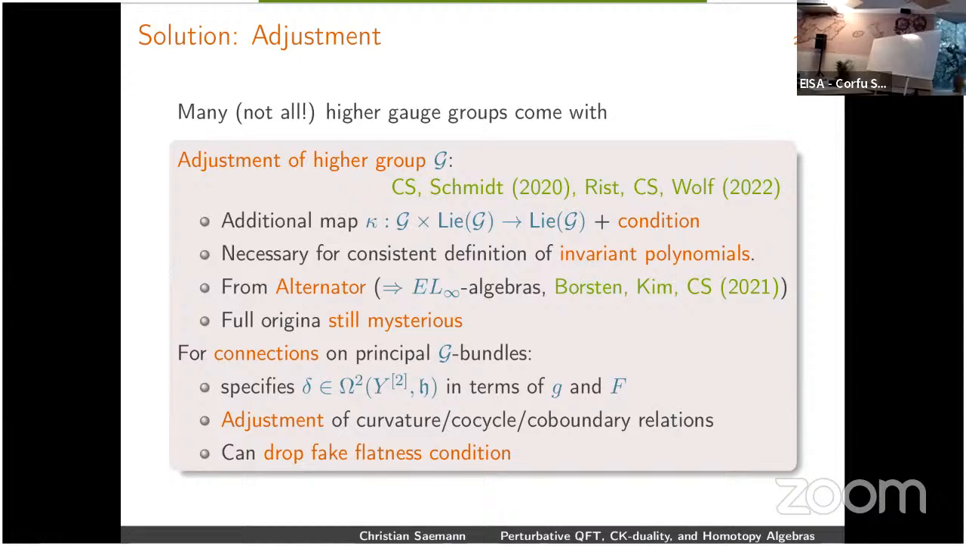But this additional structural information, this additional algebraic information, allows you now to define connections, to deform the cocycle relations a little bit. And it specifies essentially this delta that was there, and that was a little bit unnatural in terms of the transition functions and the curvature. And this adjustment allows us to drop the fake flatness, right? So then fake flatness goes away. And this is really important because, as I said, the fake flatness condition makes a bundle locally abelian.